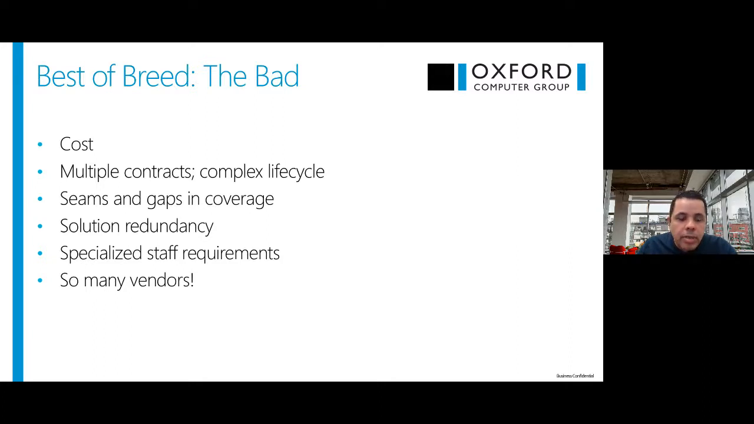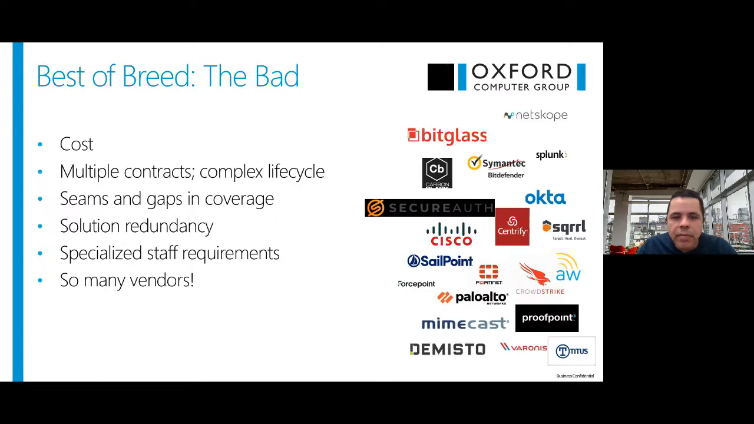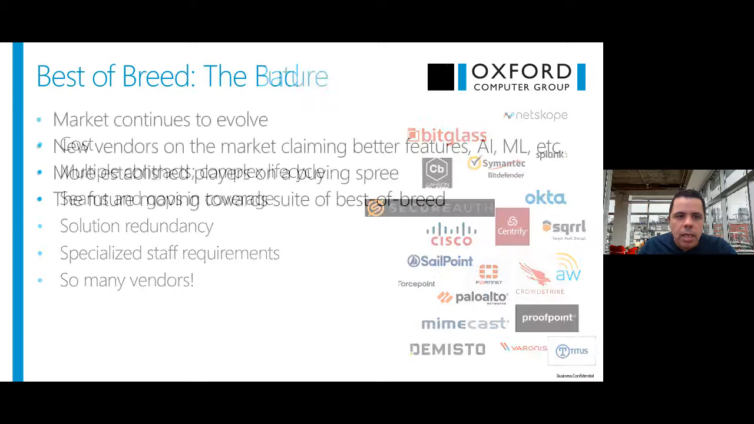And then there's the fact that there are so many vendors. I just put up here a few logos from a few of the security vendors out there. This is just a sampling, but if you've gone through the process of having to select a security solution, you know that it can be a dizzying array of vendors to select from, and that can lead to further confusion.